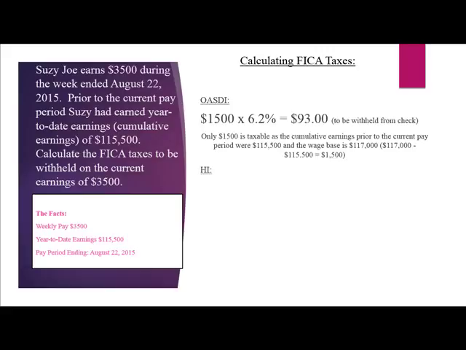The HI taxes are calculated by multiplying the $3,500 of current earnings times 1.45%. This equals $50.75 to be withheld from the employee paycheck. Total FICA to be withheld, $143.75, and the employer will match this.